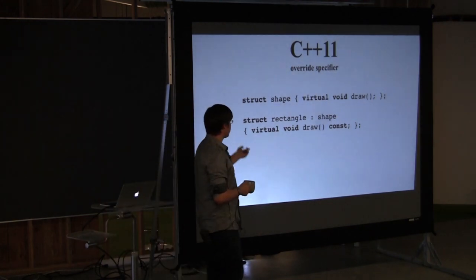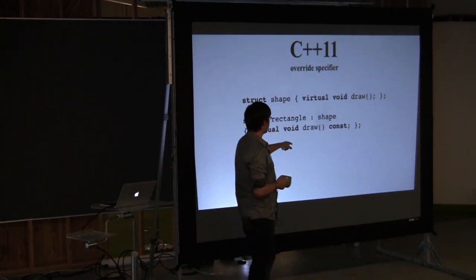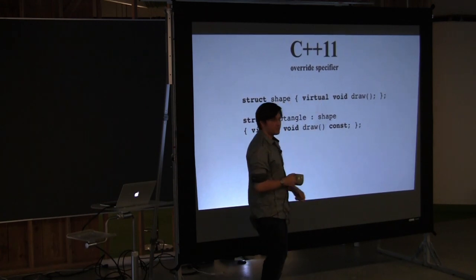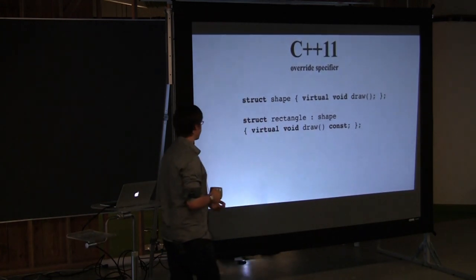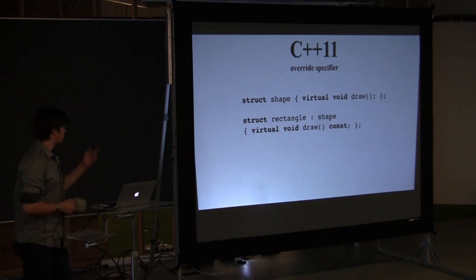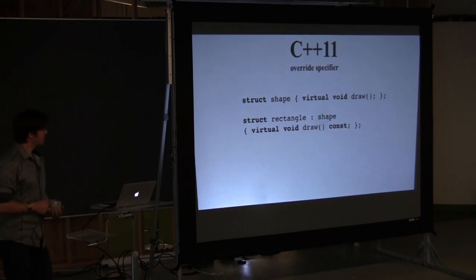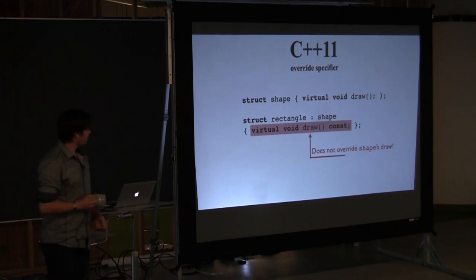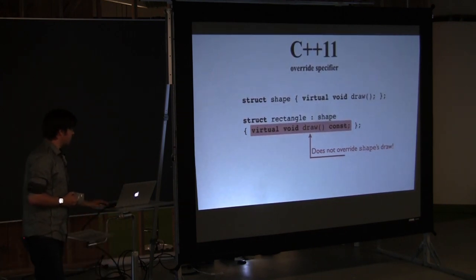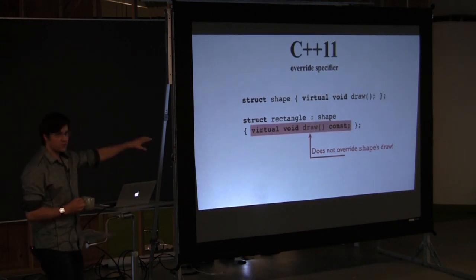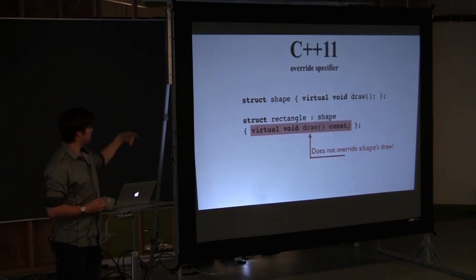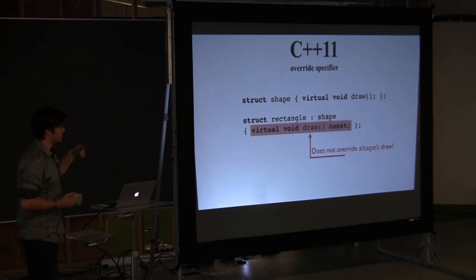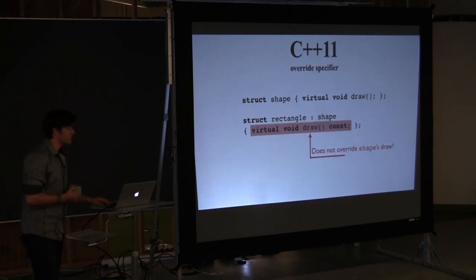So the problem is that your rectangles won't ever get drawn because the rectangle's draw function is const and the one in the base class isn't. So it'll just create another virtual function, but not the same one as the one in the base class. So the way you solve that in C++11 is that you say, all right, that's a description. It's not actually overriding. So the constness at the end there is part of the signature. So the const function is a different signature than the non-const function, and hence they are different and not overriding.